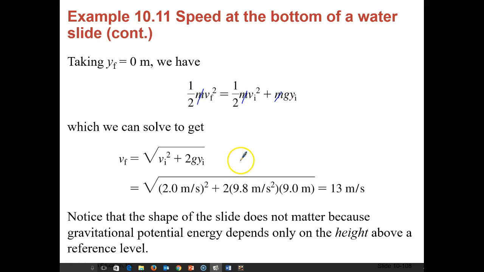All the masses cross off. If the masses cross off, you can rearrange the equation and you end up with the final speed is equal to the square root of the original speed squared plus 2 times gravity times the original height. Plug everything in and you do get 13 meters per second. So the shape of the slide does not matter because the gravitational potential energy only depends on the height, and we did not have any energy loss due to friction in this one.